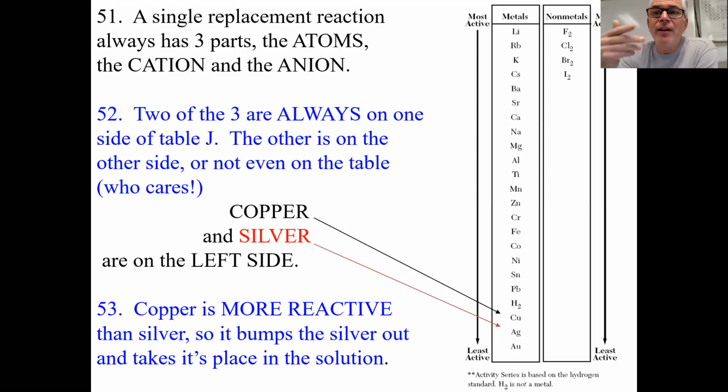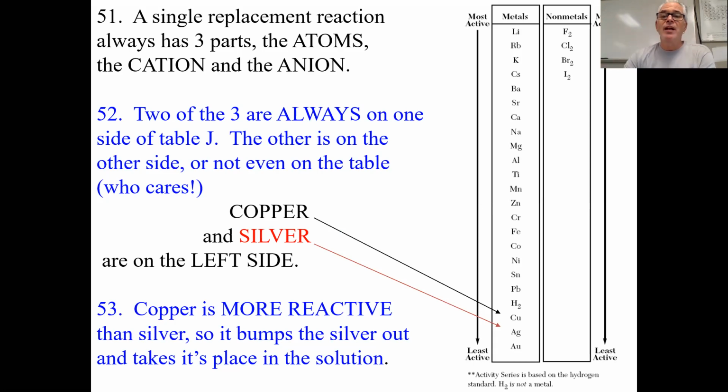Copper is more reactive. It's able to bump the silver out of the way. All right? Nitrate doesn't matter. It's not even on the table. Sometimes two metals are on one side and maybe you have chloride on the other. Doesn't matter. Only the two on one side we look at, and whichever one is higher is more reactive. That's the one that's going to go into solution.